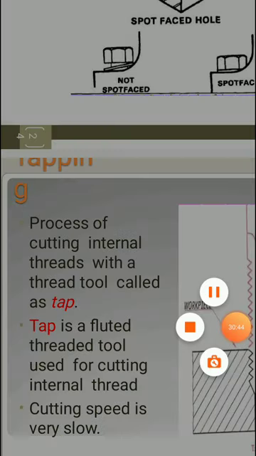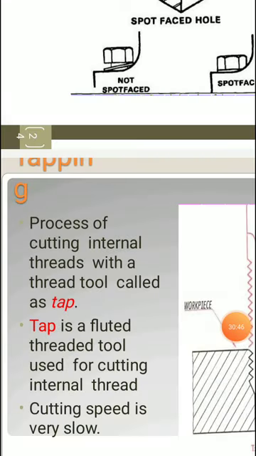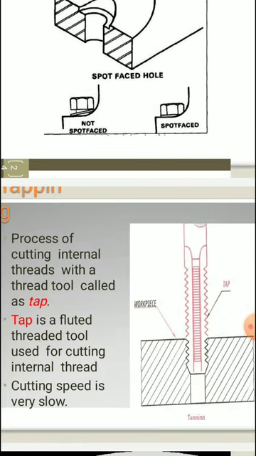And the last operation is tapping. This is a process of cutting the internal threads with a thread tool called a tap. Internal threads, guys, these are the irregularities. For instance, threads on a screw that we have seen, a geometrical structure like a grip, we call threads. Threads are the irregularities.